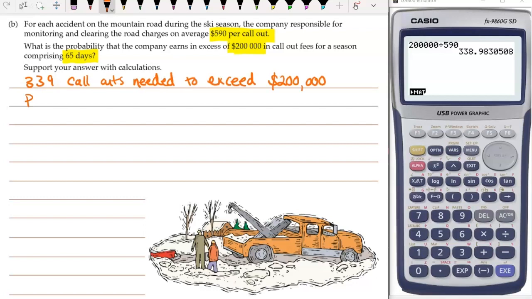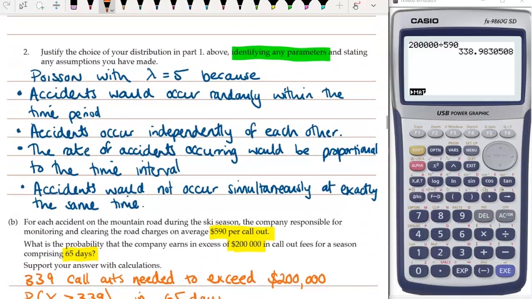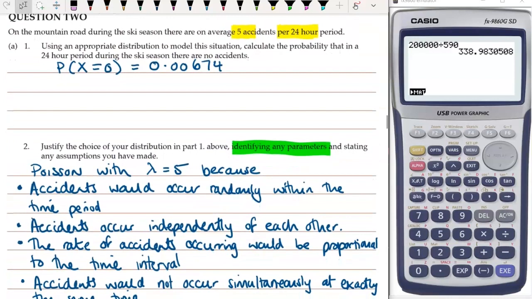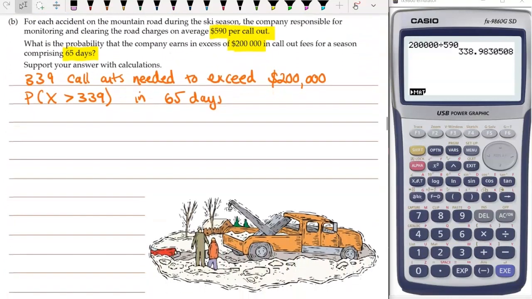So we want to work out the probability of that happening. The probability x is greater than 339 in 65 days. Now our lambda for a 24-hour period, let's just go back up and check that. We had 5 accidents in 24 hours. So in this case, we would have 5 times 65, 65 days. So 5 times 65, we've got a lambda of 325.